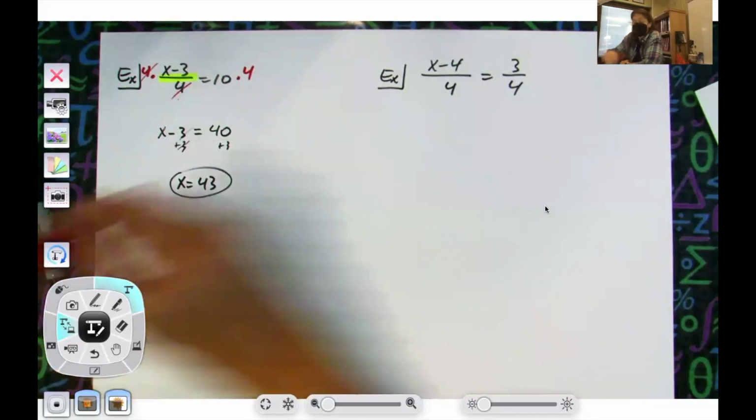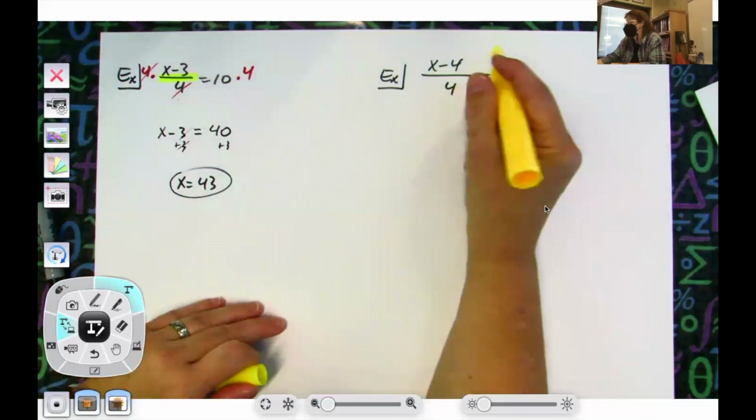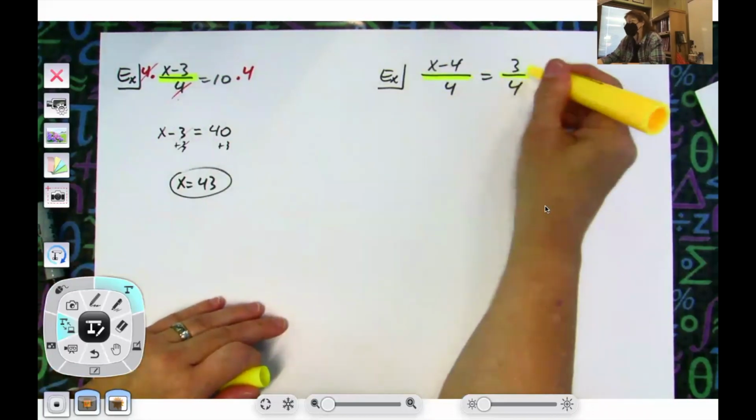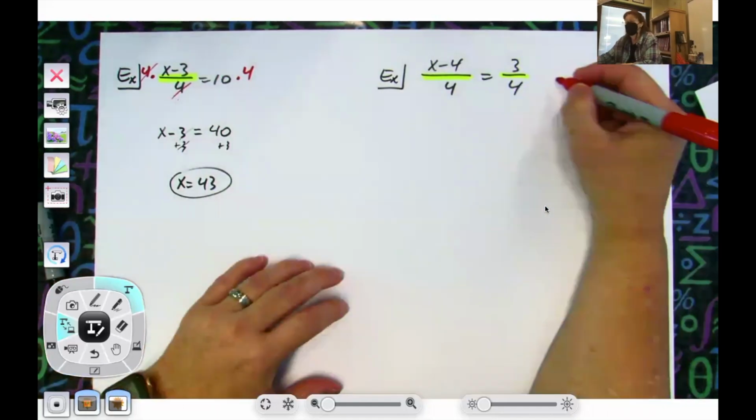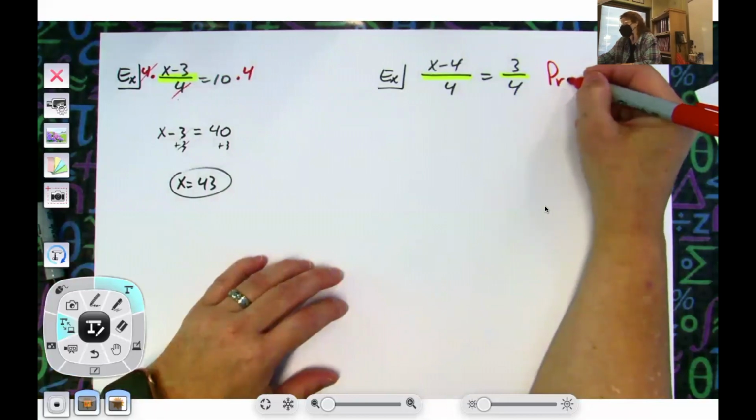Now this one, I have basically a fraction on the left. I have a fraction on the right. When I set two fractions equal to each other, it's called a proportion. It's called a proportion.